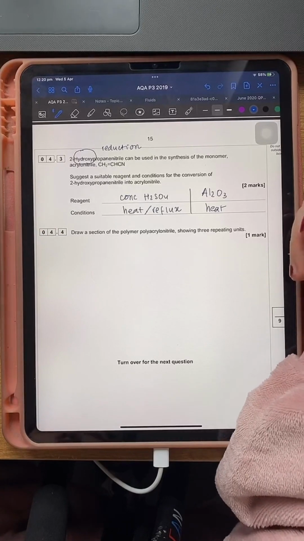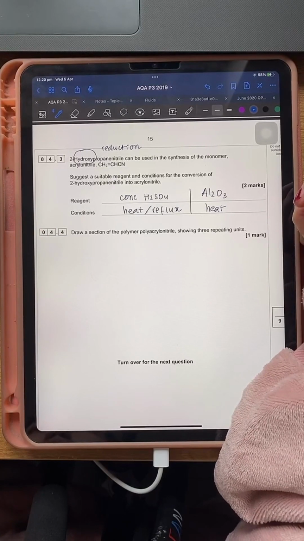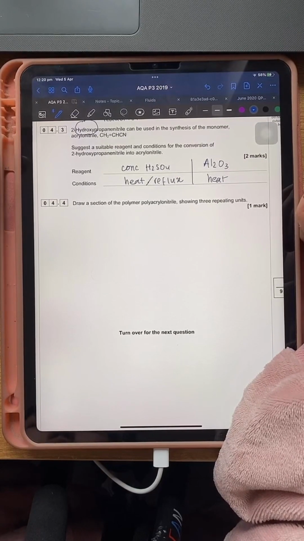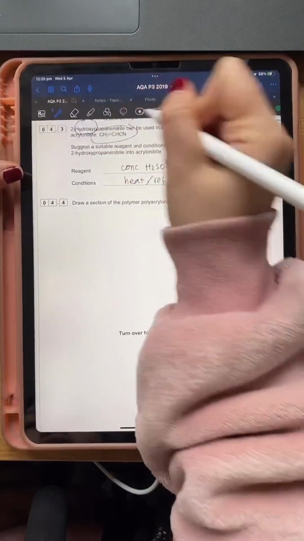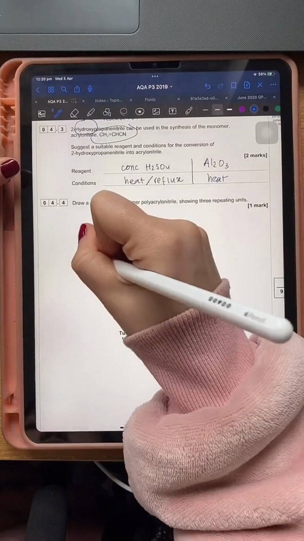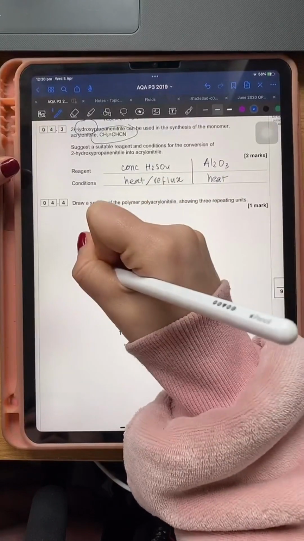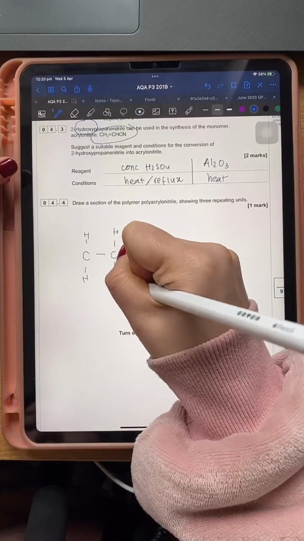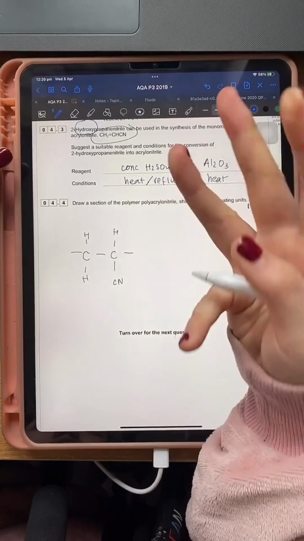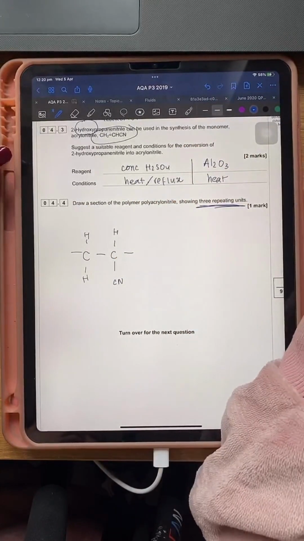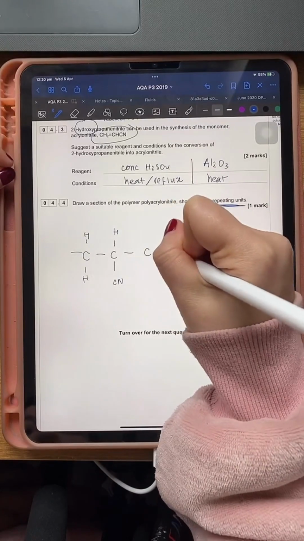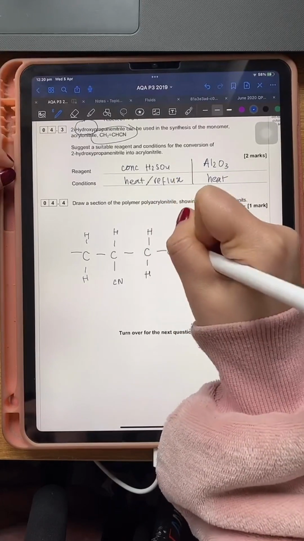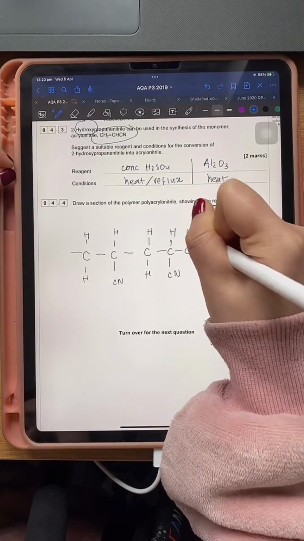Draw a section of the polymer polyacrylonitrile showing 3 repeat units. So that means you just need to break the double bonds and repeat itself. So you have C-C, hydrogens on the first carbon, 1 hydrogen, 1 nitrile on the other. Repeat this 3 times, 3 repeat units. So C, C, C, C, H, H, H, CN, CN. Leave the ends open.